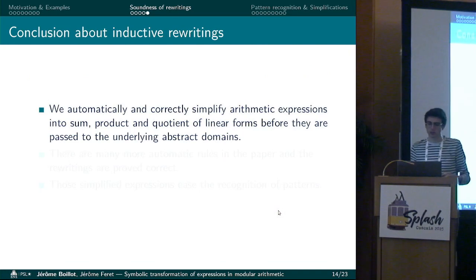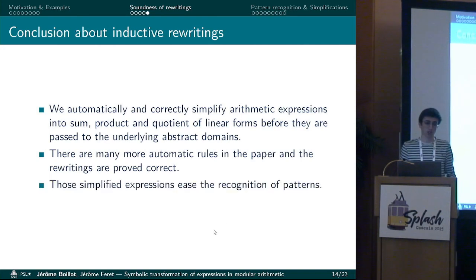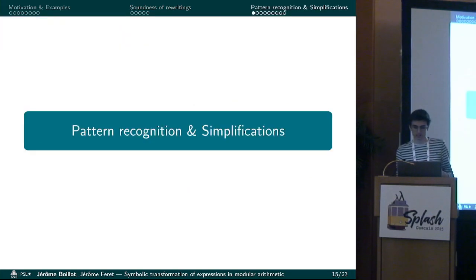So let's conclude about the inductive rewriting. We automatically and correctly simplify arithmetic expressions into sum, product, and quotient of linear forms before they are passed to the underlying abstract domain, which will get easier expressions. There are many more automatic rules in the paper, more than 30, and the rewritings are proved correct. Those simplified expressions allow the recognition of patterns, and that will be the topic of the next section, pattern recognition and simplification.